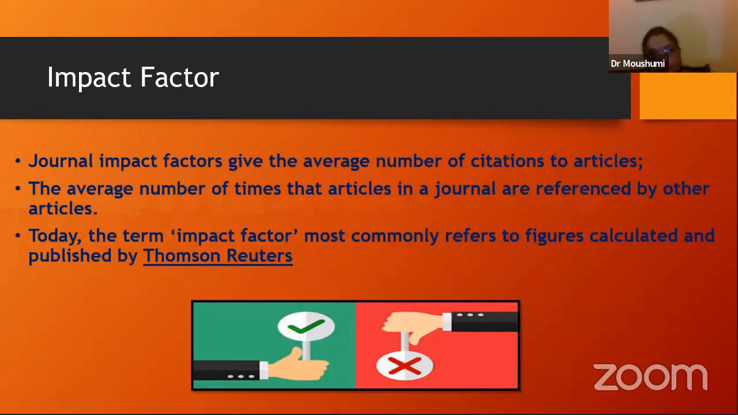Impact factor 1, impact factor 5.02, impact factor 9.99. What is the meaning of that? Let us find out. It is mostly published by Thomson Reuters, although the spelling is Reuters, we pronounce it as Reuters. Now, how do we calculate it?